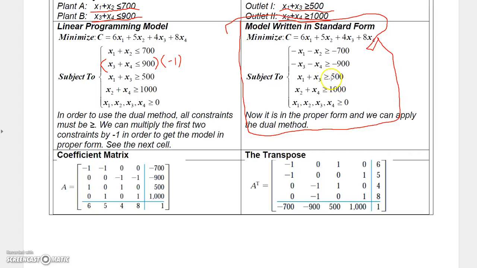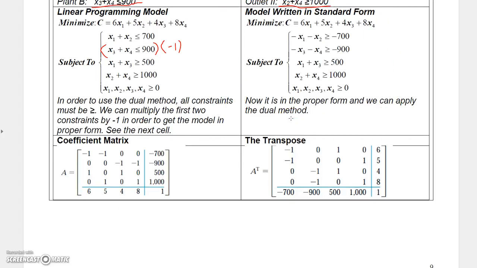So now that I have it in minimization with all greater than constraints, I can try to find the dual and solve this using the dual method. So the next step is to figure out how I get the dual from this standard minimization problem. Okay, so what we've got here, remember these aren't staggered, so you're going to have to remember you've got like 4. Let me write this in here.